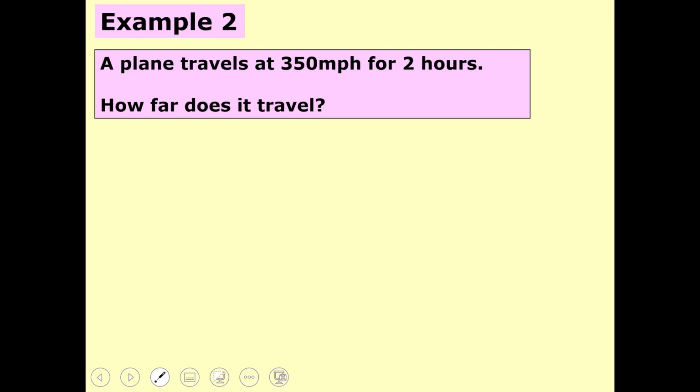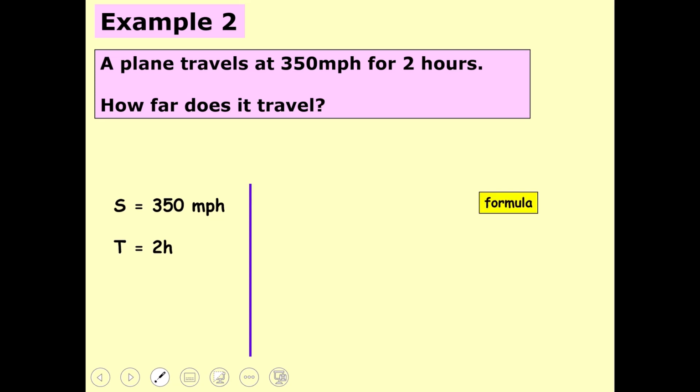Okay, second example. A plane travels 350 miles per hour for 2 hours. How far does it travel? First thing we're going to do is pick out the information from our question. So we've got speed is 350 miles per hour and the time is 2 hours. So let's try and work it out. So our formula, distance equals speed times time.